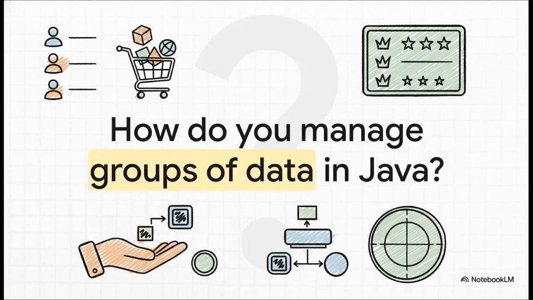All right, let's start with a really common question. How do you actually manage groups of data in your code? I mean, think about it. Pretty much every app you build is going to have to deal with stuff like a list of users, or maybe high scores in a game, or even the items in a shopping cart. So, how do you store all that and work with it efficiently?